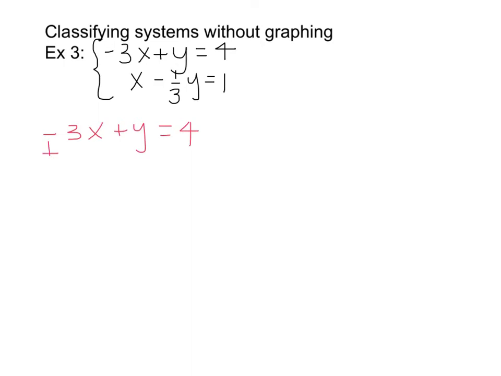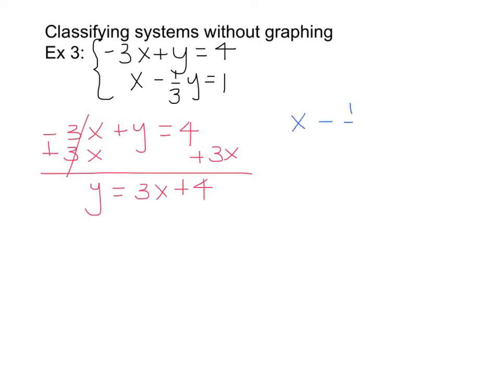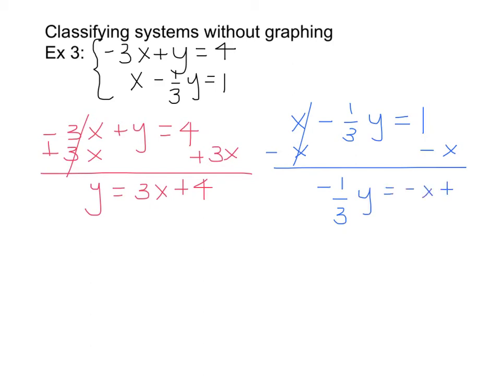So to move -3x to the other side, we add 3x. Please remember that you can't combine numbers and variables, so I'm just going to write my +3x first, and then +4 since 4 was positive, okay? So the first equation we have in slope-intercept form, so now let's take the second equation, which is x minus 1/3 y equals +1. So to move positive x to the other side, I need to subtract it. So that gives me -1/3 y equals -x plus 1.